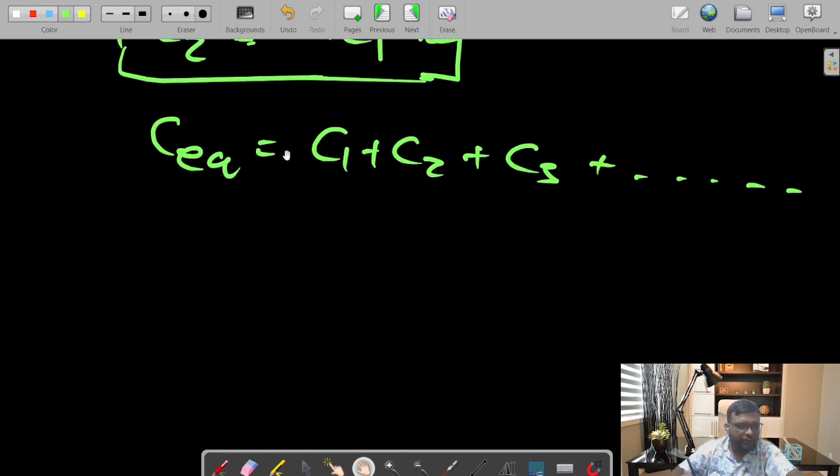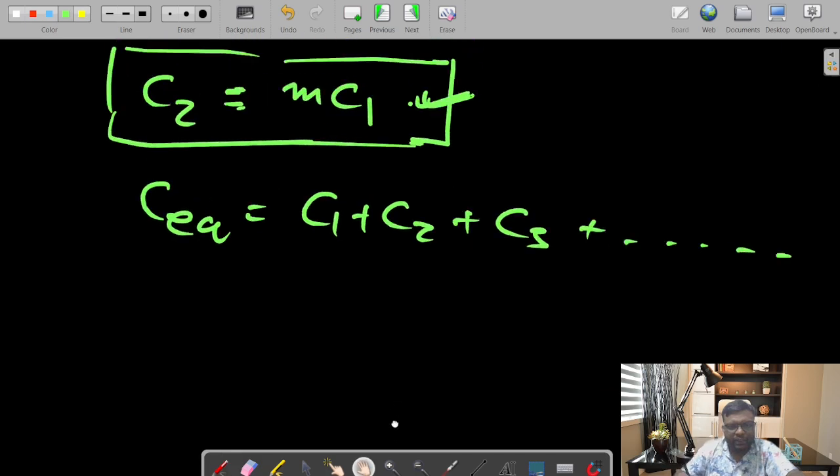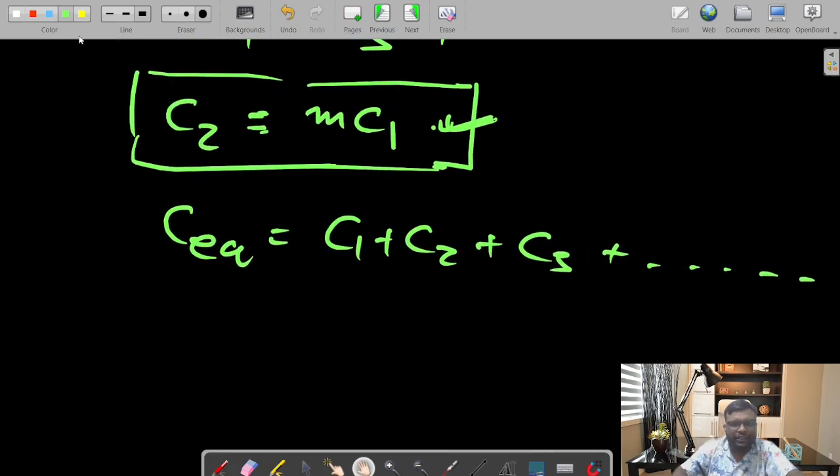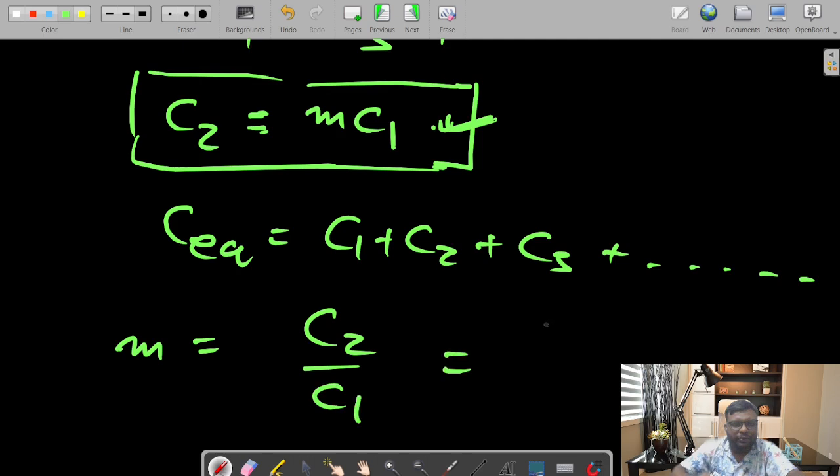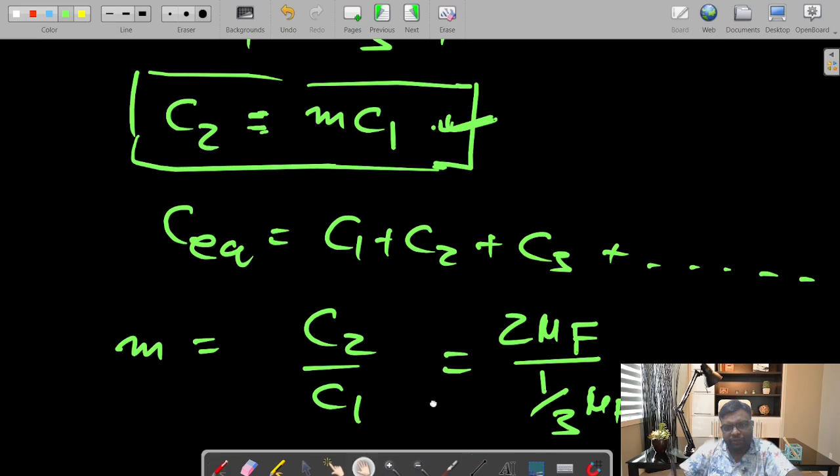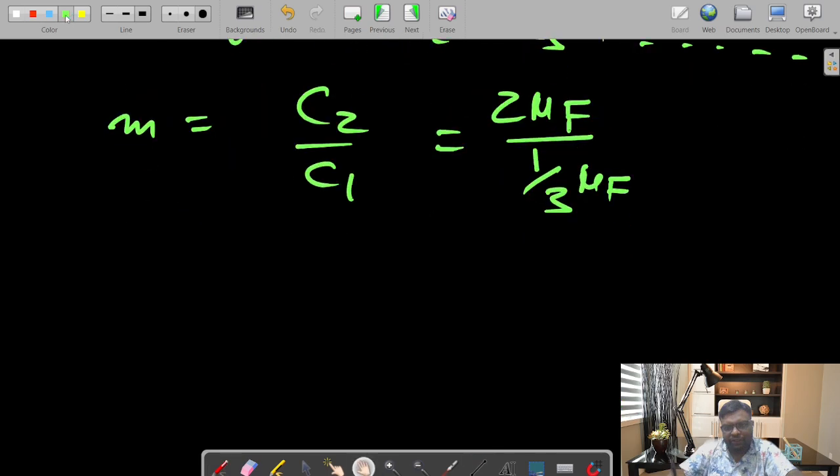And for a parallel combination, we simply add all the capacitors. You know all this. This is basic. So from here, C2 is equal to M C1. We know C1 and C2, then we will calculate small m. M is equal to C2 upon C1. C2 is the given total capacitance of the circuit, and it is 2 microfarad, and C1 we have calculated, it is 1 upon 3 microfarad. So here M will become 6.